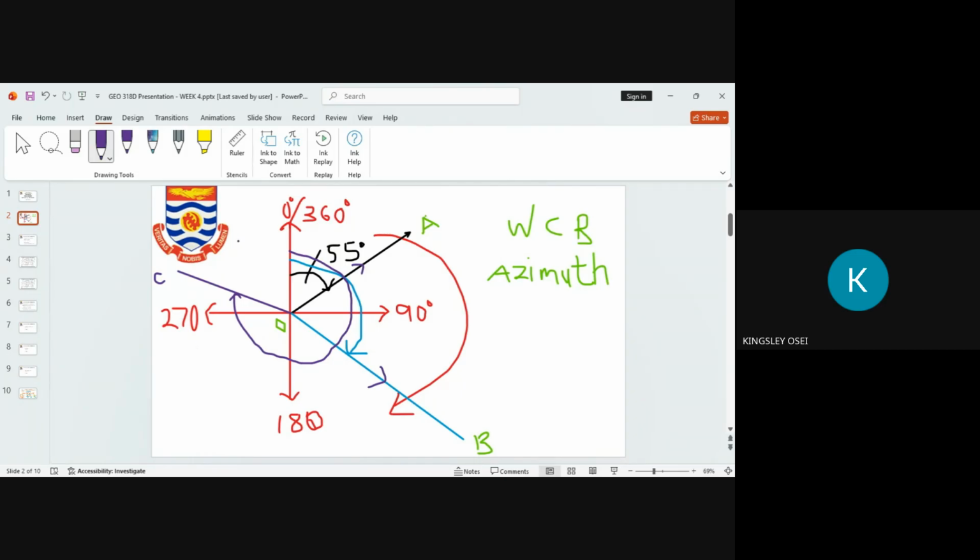Now, looking at the picture on the screen, let's put in some figures. What do you think will be the angle for line OB? You just look at the sketch. Would that angle be more than 180, or would that angle be more than 90? So it will be more than 90, but less than 180.